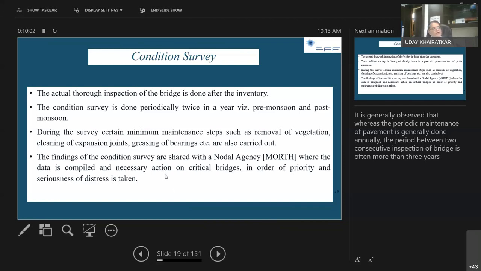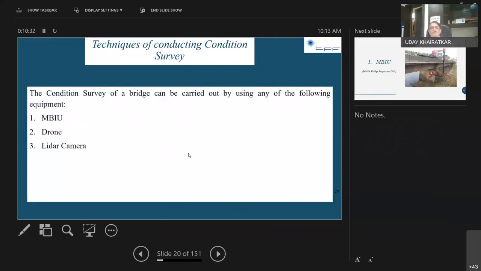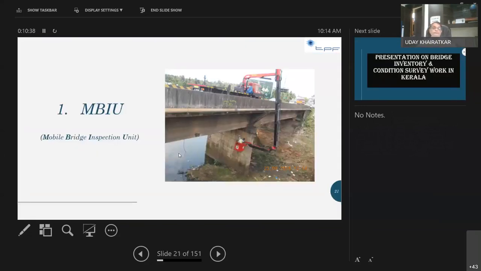are also carried out. When we did the bridge condition survey in Kerala, we also did this type of small maintenance. We had a team of workers and engineers who used to do the minimum maintenance, such as cleaning and cleaning expansion joints, greasing of bearings, etc. The findings of the condition survey are shared with the nodal agency, SMART, where the data is compiled and necessary action on a critical basis in order of priority and seriousness of distress is taken. The condition of a bridge can be covered by using one of the following equipments: MBIU, drone, and LiDAR camera. So we'll start with the MBIU presentation.